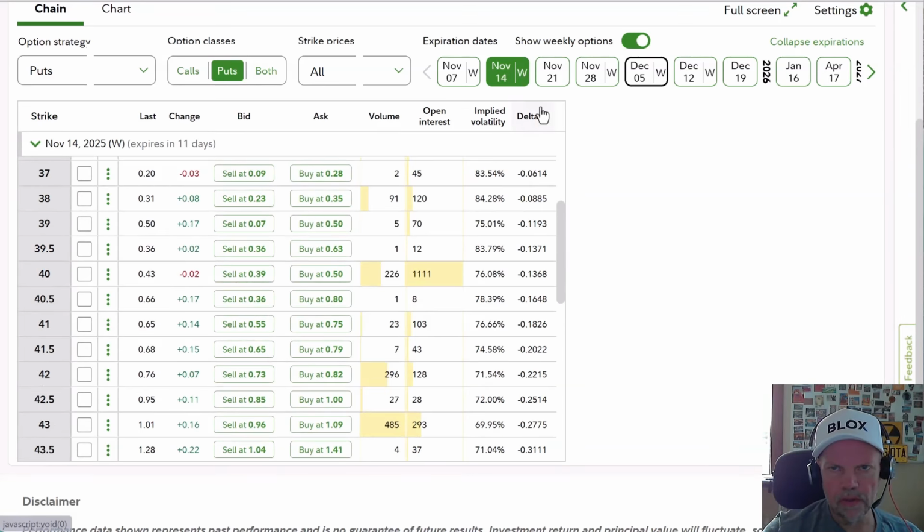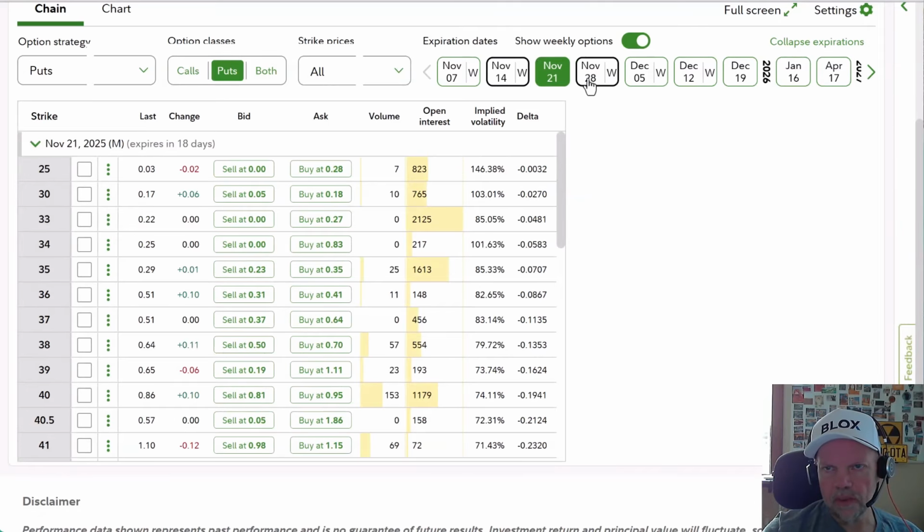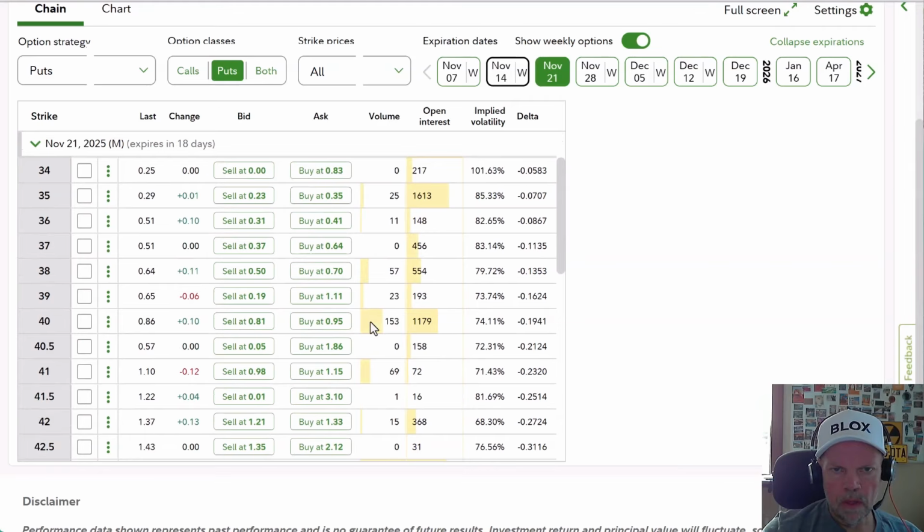40 is this. Let's look at the 21st. The farther you go out in dates, the more you get. But I don't like going out too far because I don't like being stuck if I don't like something. Here, 40 is 81 cents. There's a lot of action here. 35 is 23 cents. That'd only be $46. This one here is looking pretty good.